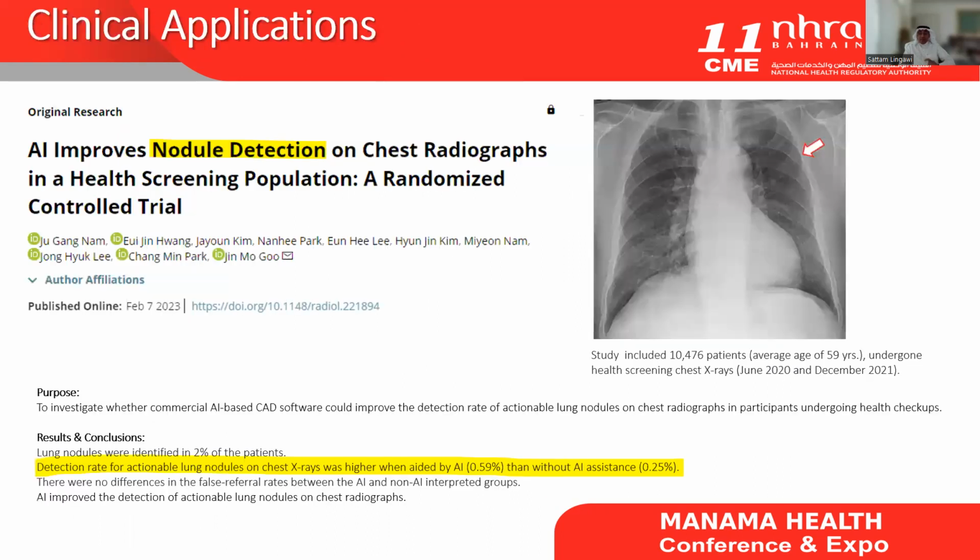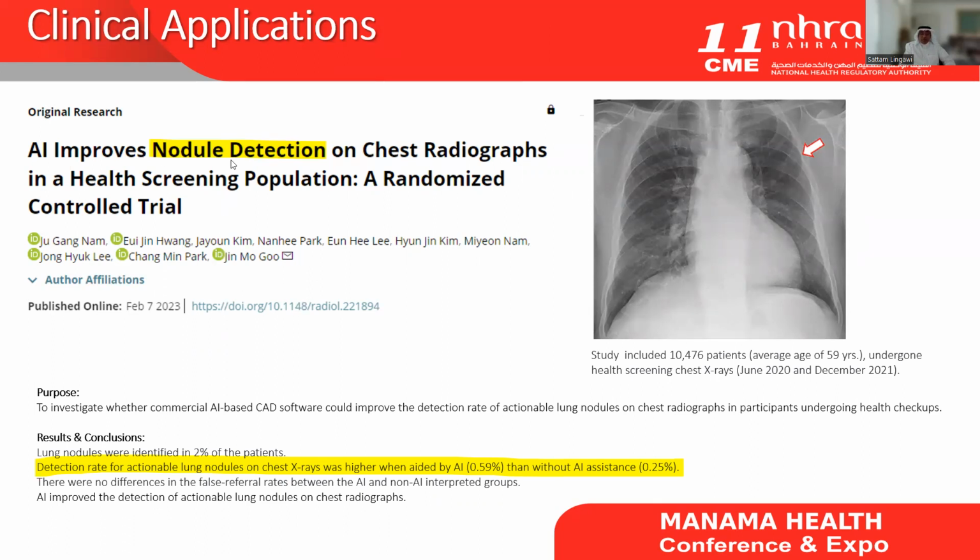list. If we move into image interpretation, there are so many articles published in this field. I'm just going to highlight a few of them and leave the references for you to read and go into the depth of this information.